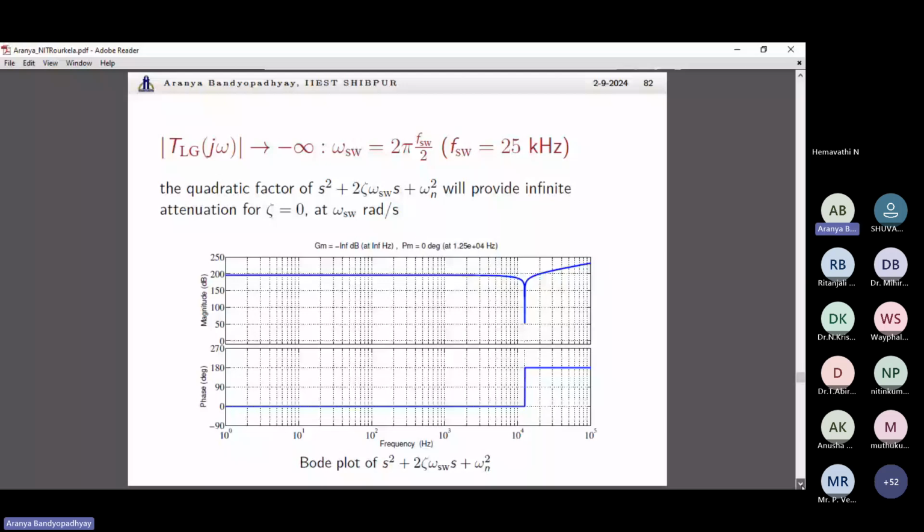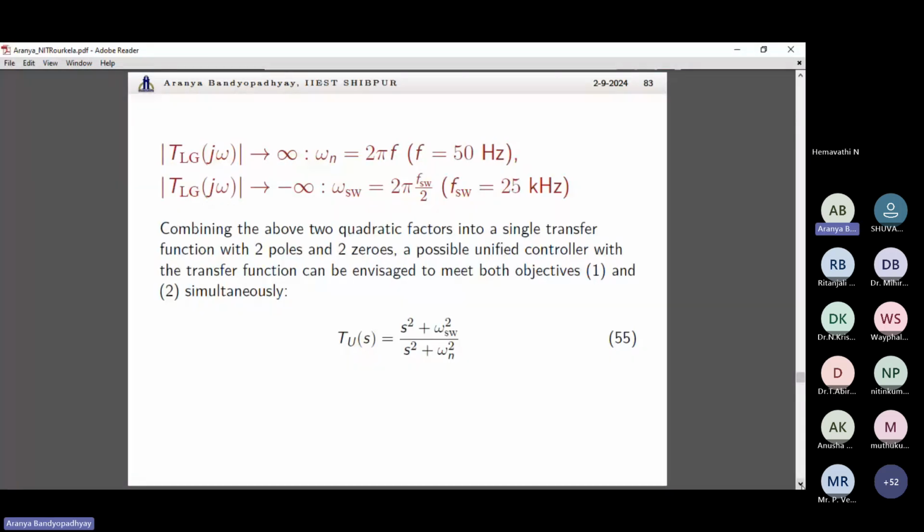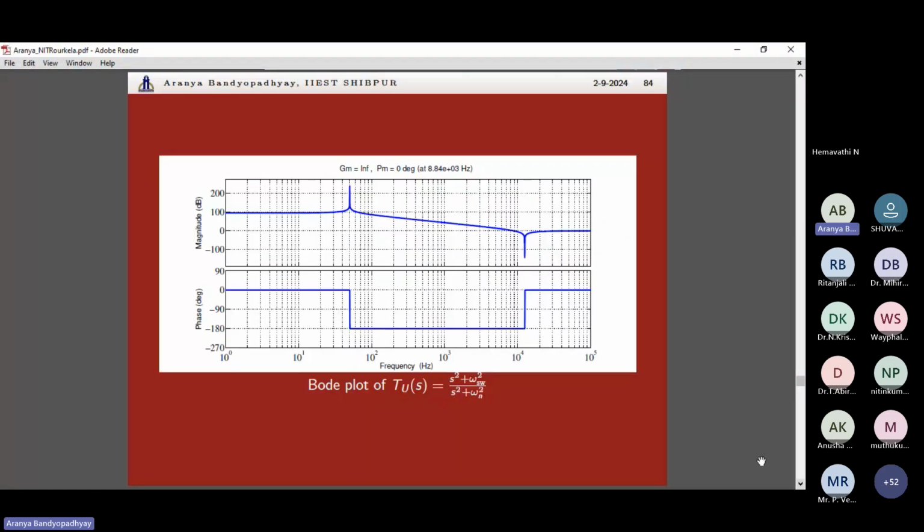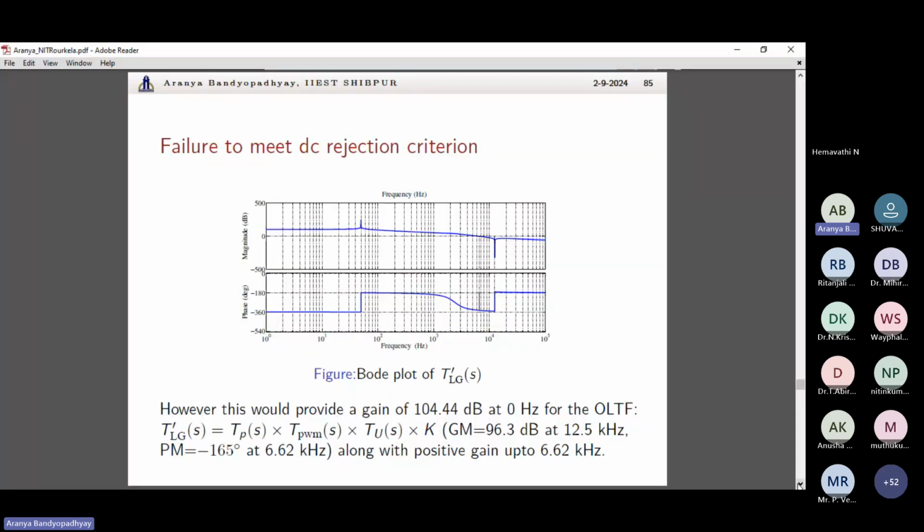Now let us try to combine these two factors with 2 poles and 2 zeros, and let's see where we get. This is a simple intuition-based derivation, right? We are arriving at this stage. This is the Bode plot of that transfer function alone. But what about the Bode plot of the combined system? We can clearly see that it is still failing to meet the third criterion, the DC rejection criterion. So let us proceed a little bit further.